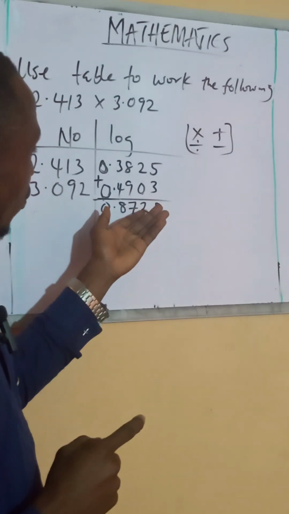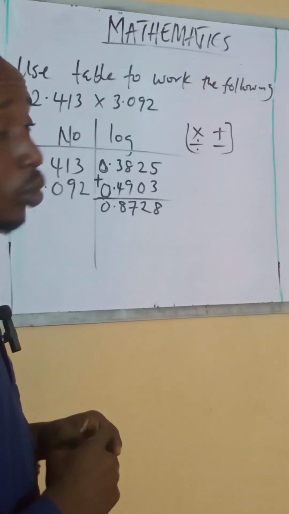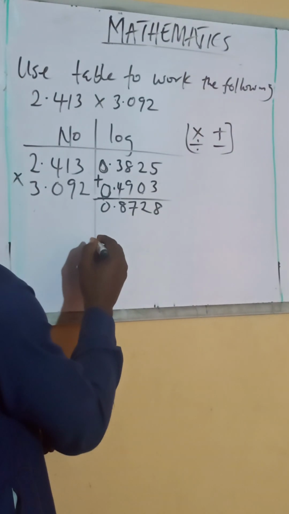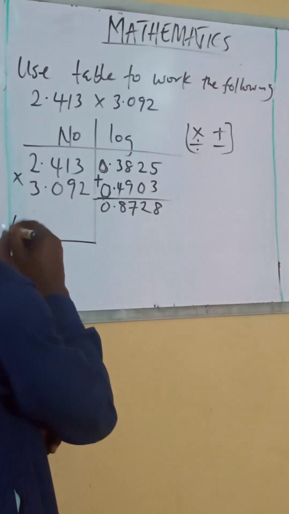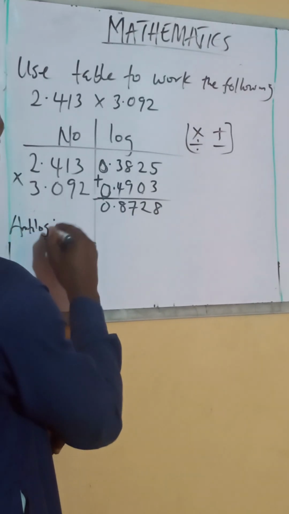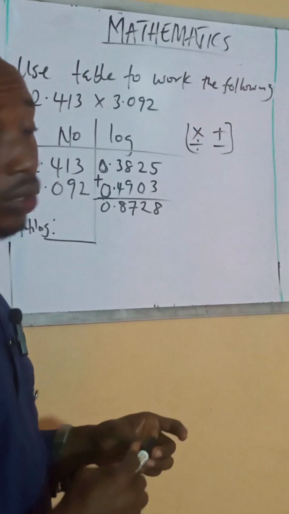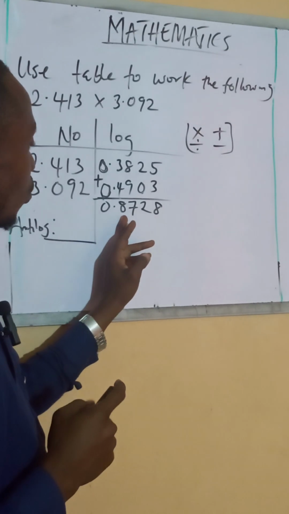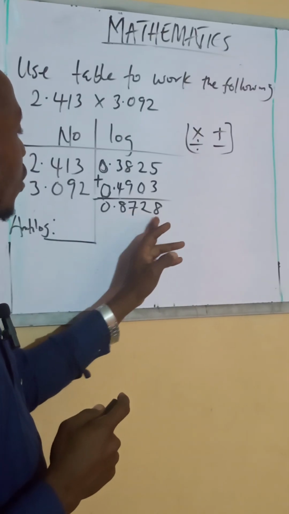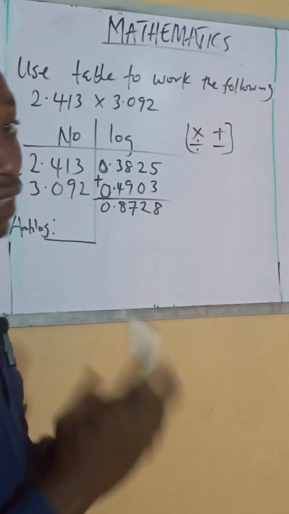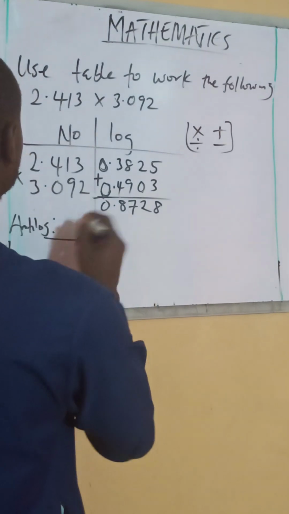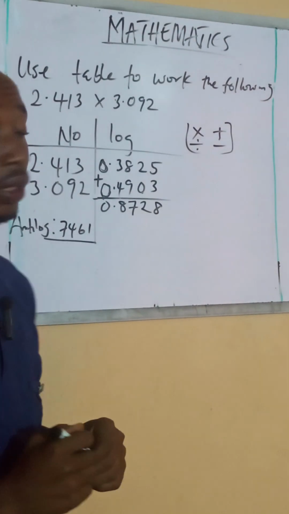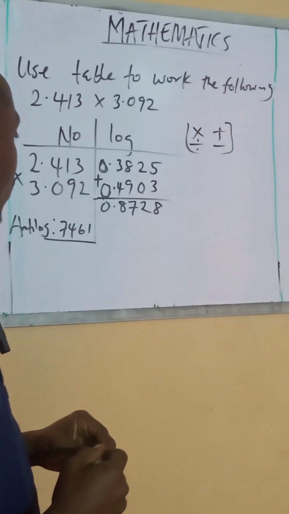Now, having done this, the next thing you should look at is you look for your antilog. The antilog will be on this side here. You get your antilog here. The antilog starts from this side here, not from like the previous one we did in log. So you look for antilog of 87 under 2 difference of 8. If you add the antilog with your difference, you get 7461. That's what you get when you look for your antilog.